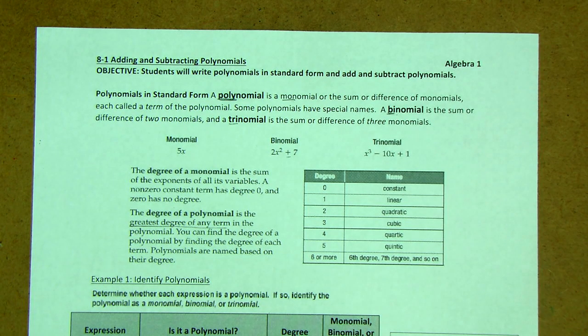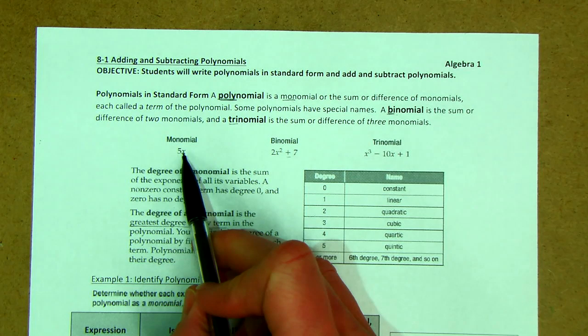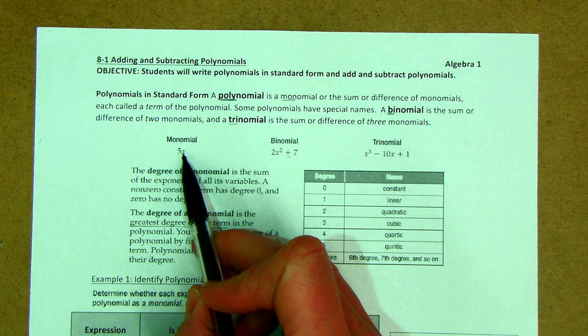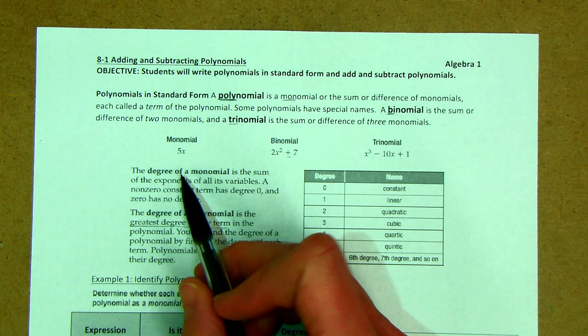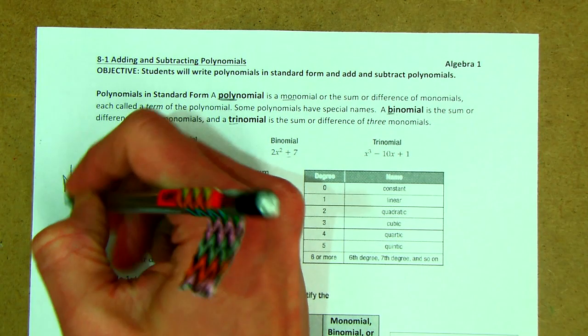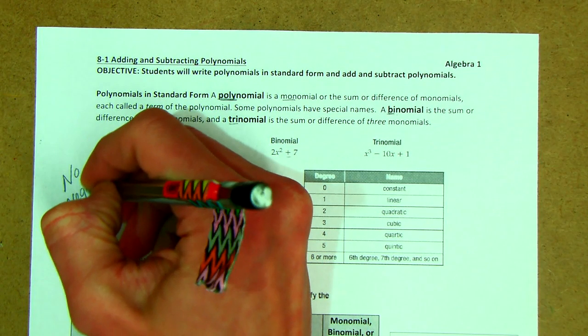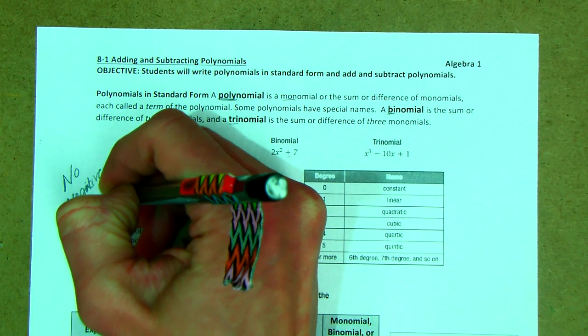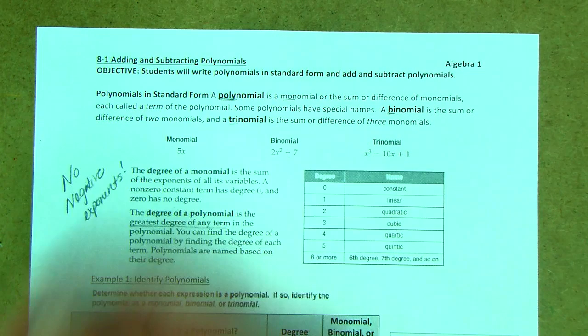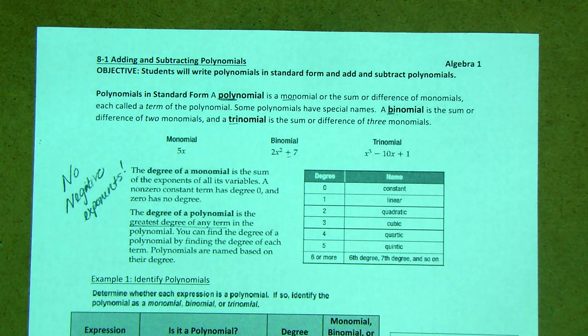Remember that a monomial, and in relation then a polynomial, cannot have a variable in the denominator, which means it cannot have negative exponents. So if there's a negative exponent, it's not going to be a polynomial. So moving on, we have something called the degree of the monomial.